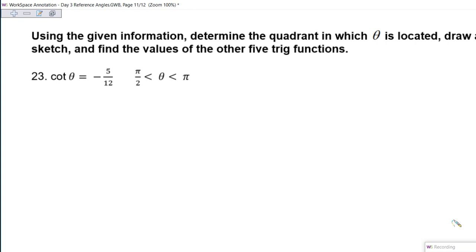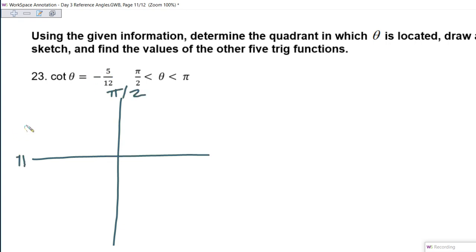Okay, now we have some triangle problems. Using the given information, determine the quadrant in which theta is located. Draw a sketch and find the values of the other 5 trig functions. Okay, so for number 23, we're given the cotangent of theta is negative 5/12, and theta is between pi over 2 and pi. So that means theta is in which quadrant? Quadrant 2. So draw a terminal side in quadrant 2.